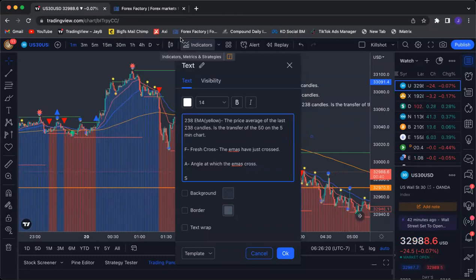Okay. So we have a fresh cross. We have an angle. I use it above 40 degrees. And you can go and look and be like, oh, that wasn't a good signal, and the EMAs didn't really get that crazy angle when they crossed. The angle at which the EMAs cross, looking for above 40 degrees. And that goes both directions, so 40 degrees negative and 40 degrees positive. If it's a sell, 40 degrees negative, if it's a buy, 40 degrees positive.